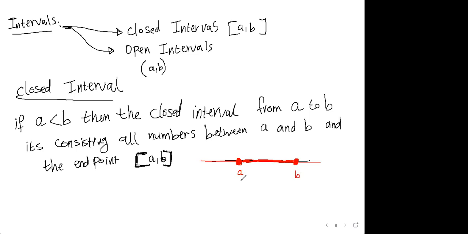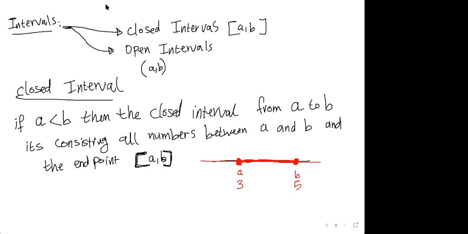Suppose I have A as 3, and here is 5. That means all the numbers between 3 and 5, and also 3 and 5 themselves. That means 3, 3.5, 4, 4.5, all of them, 3.1, 3.2, 3.3. All the numbers between 3 and 5, and also 3 and 5.